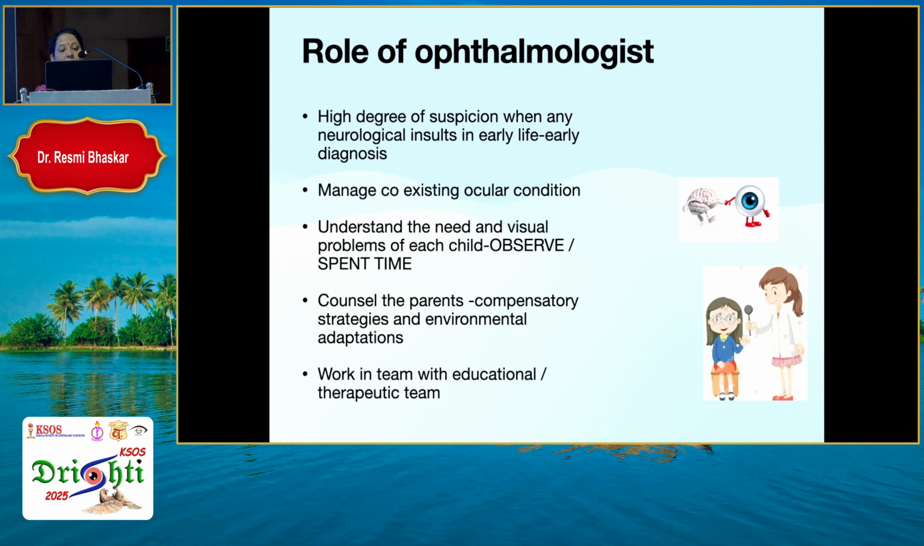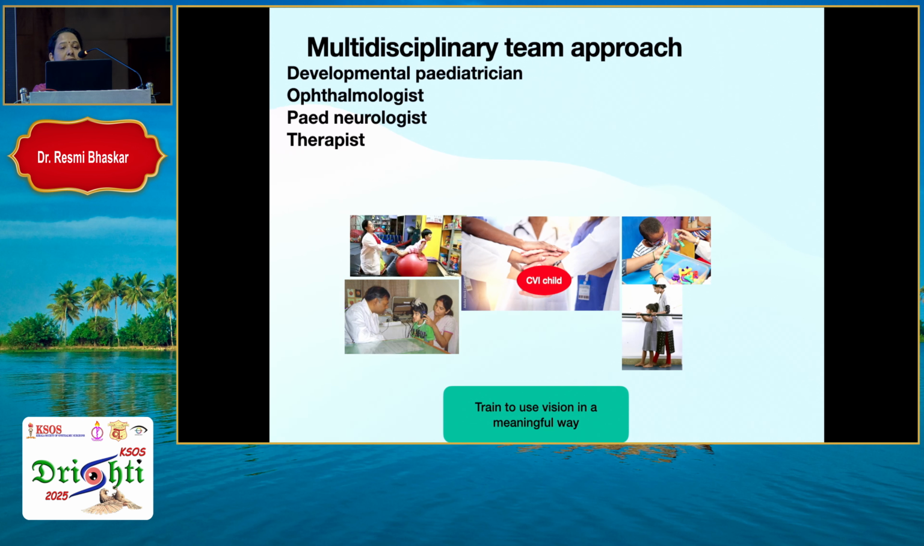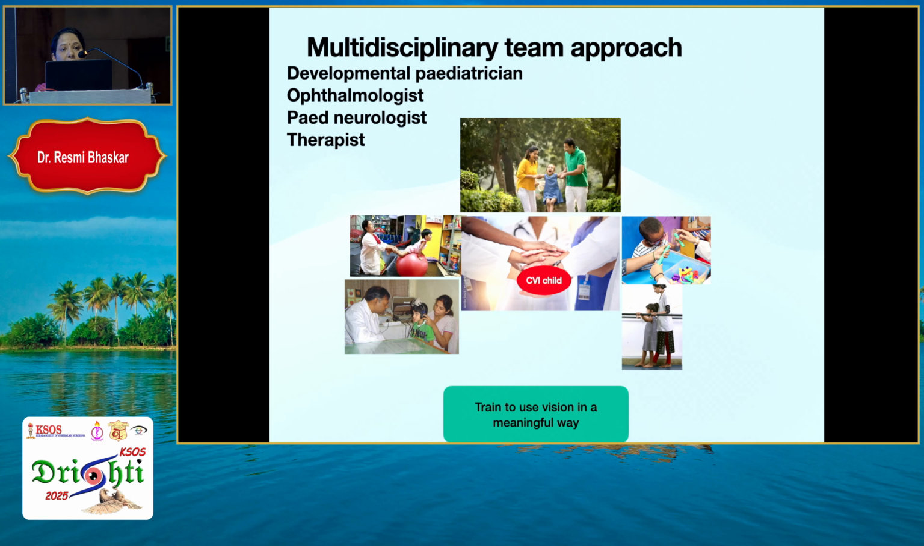Counsel the parents on the compensatory strategies and the environmental adaptations they have to make in school as well as at home. Work in a team with the educational and therapeutic team. So it's basically a multidisciplinary team approach. You have to work along with the pediatrician, the neurologist, the therapist, and most important, parents, because they are the best therapists for the child. Train your child to use vision in a meaningful way.